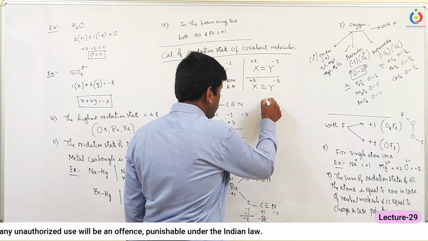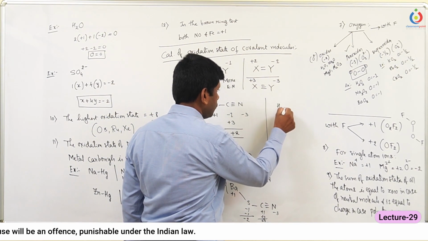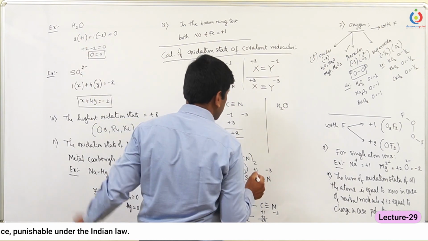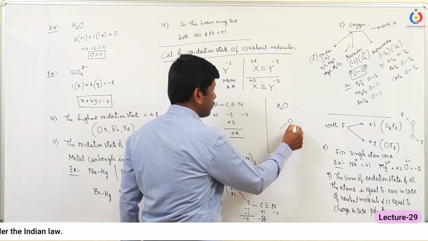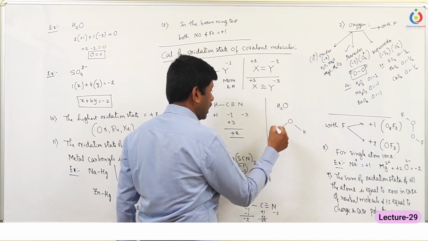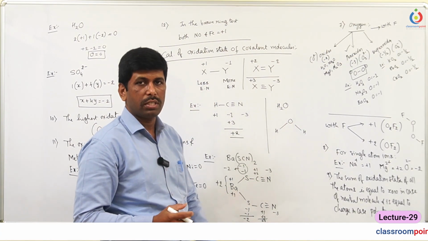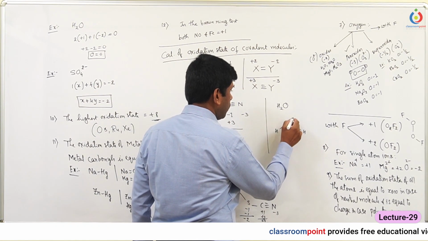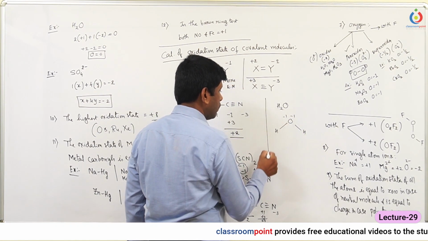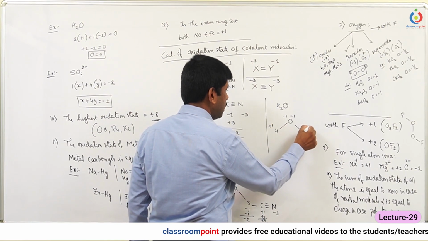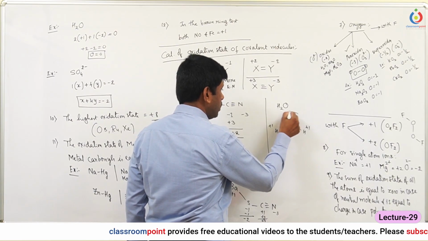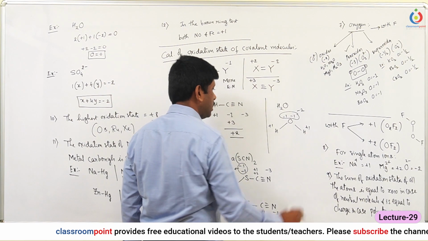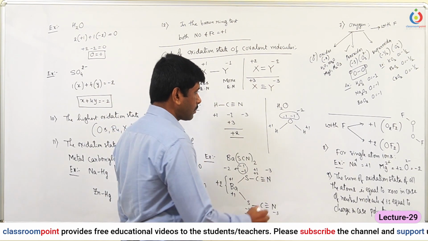We can take the H2O molecule also. What we have taken here. So in the H2O molecule, directly we can calculate, or else using this concept also we can calculate it. Oxygen is more electronegative than hydrogen. From every bond it is getting minus 1, whereas hydrogen gets plus 1 for every bond. So together the oxygen oxidation state is equal to minus 2.